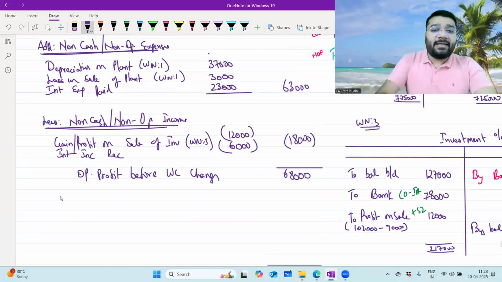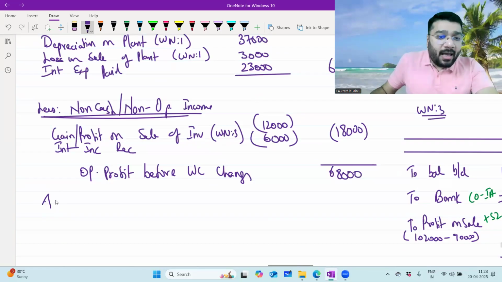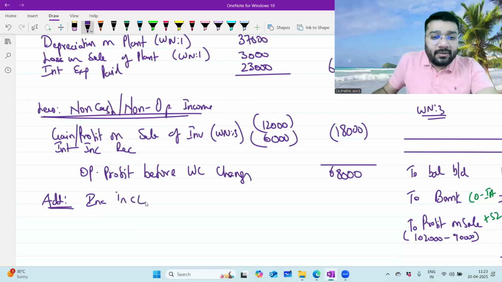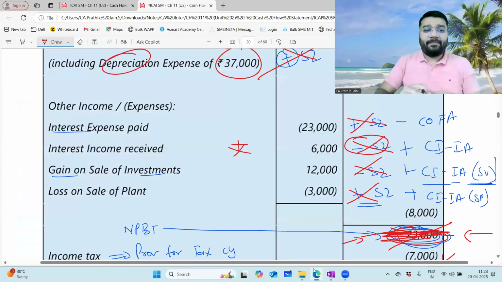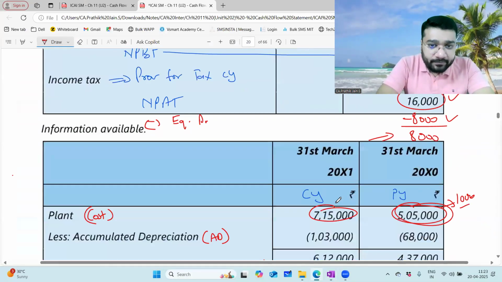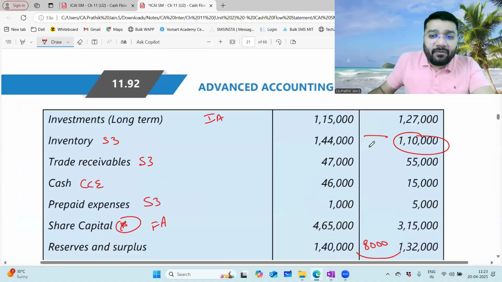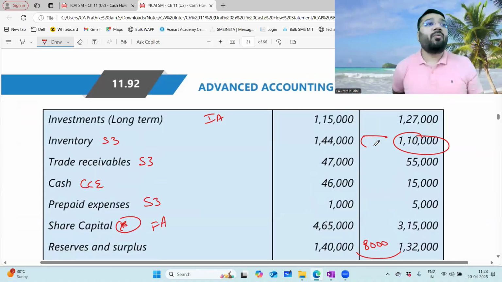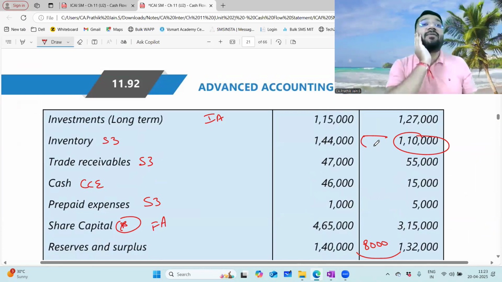Next, adjustments for current assets and current liabilities. Add increase in current liability and decrease in current asset. Okay, let's go back. Inventory goes from 110 to 144. Opening is 110, closing is 144, right or wrong?